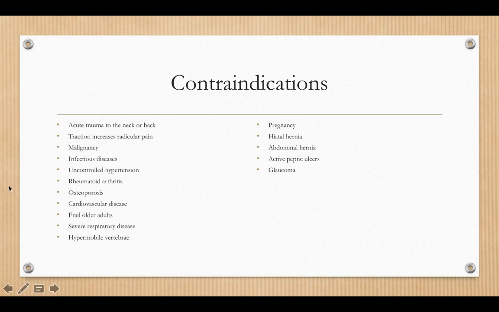Again, any unstable spinal segments, any fractures, any dislocations, if something's really severe, like severe disc herniations and things like that, we probably wouldn't use it as well. Again, any cardiovascular things like vertebral artery dysfunction, that would be for cervical. Spondylolisthesis, spondylolysis, so again, those stress fractures in the back, we also would not use traction for.